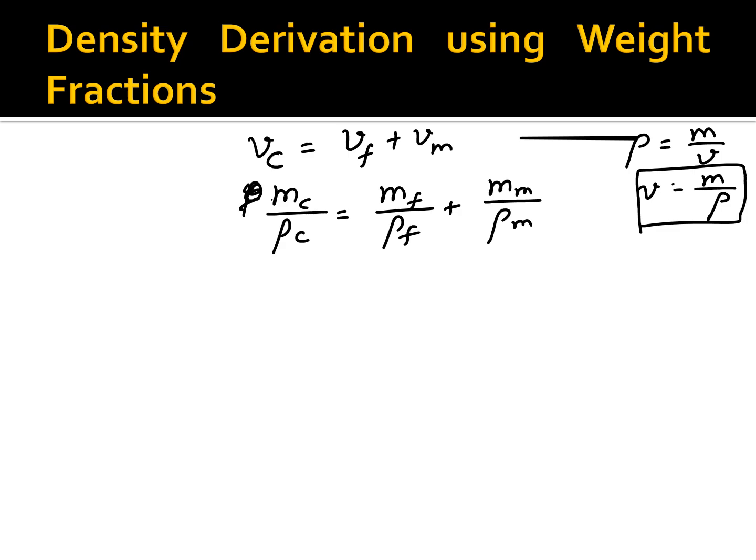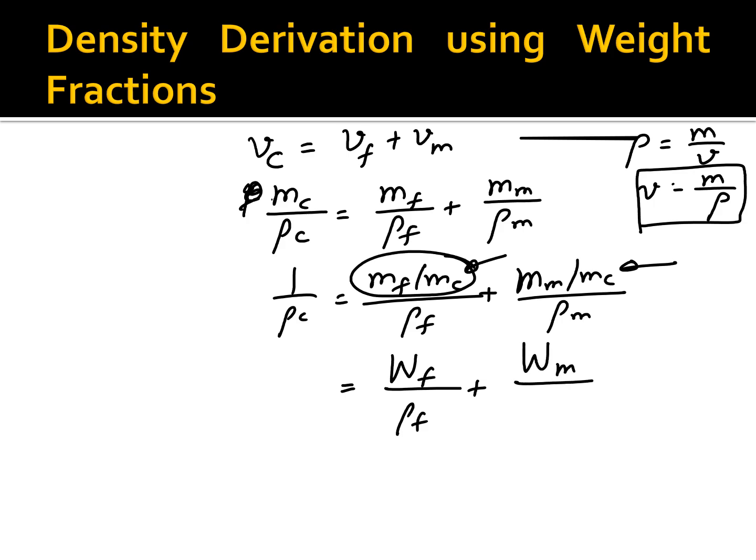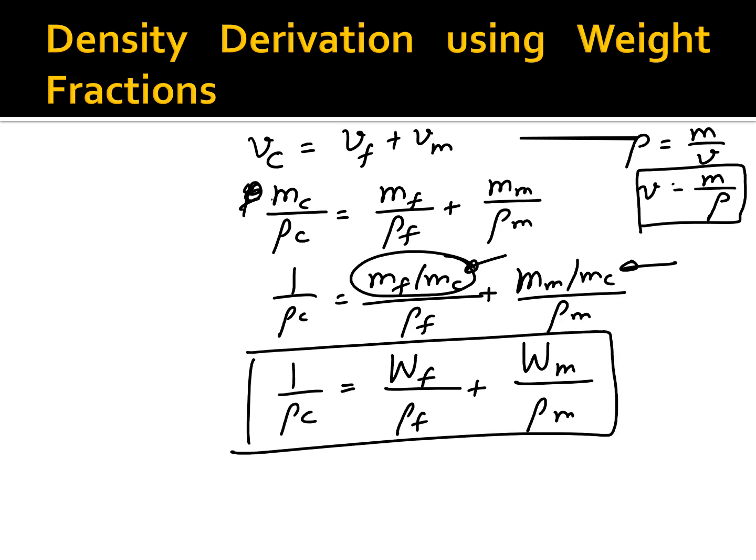Once we have that, what we're going to do is divide by MC, which is the mass of the composite, on both sides. And the reason why we write it in this particular form in the numerator is because you can recognize that this is the definition of the weight fraction or the mass fraction of the fiber, and this is the definition of the weight fraction or the mass fraction of the matrix. So that's what we're going to get. So we have a reciprocal relationship here for the density of the composite in terms of the weight fractions.